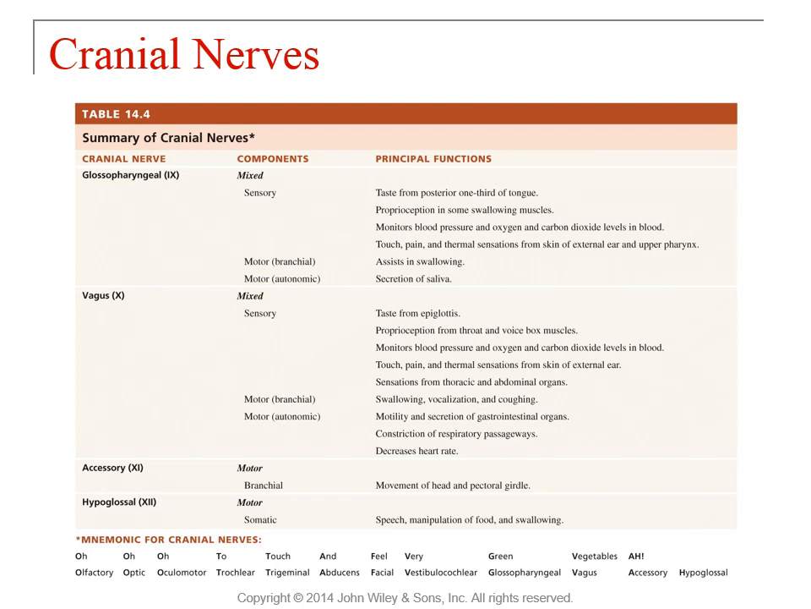Now, vagus nerve, cranial nerve number 10, is known as the wandering nerve. This is going to travel pretty much through the thorax and also through the abdomen. It's going to partially work as a sensory nerve for the sense of taste on the epiglottis. Yeah, we actually taste on the epiglottis. Also works with proprioception of the throat and voice box, monitors blood pressure, touch and pain all throughout the external ear, also sensations around the thoracic and abdominal organs. From a motor standpoint, it's going to work in conjunction with the glossopharyngeal nerve for swallowing, vocalization, and coughing. Also for the autonomic portion, this can control the organs in the gastrointestinal area, as well as the heart, and also different areas along the respiratory tract.